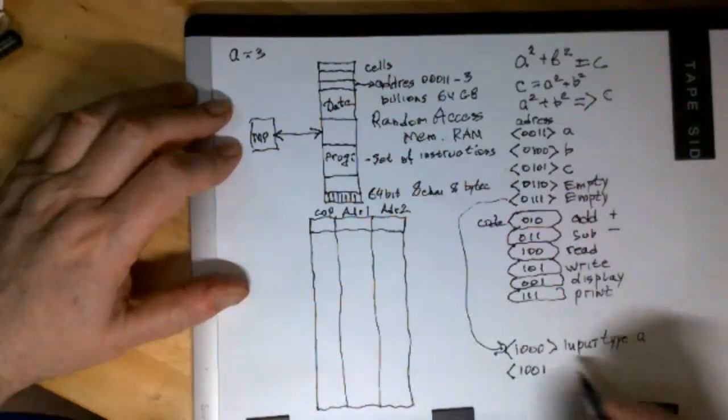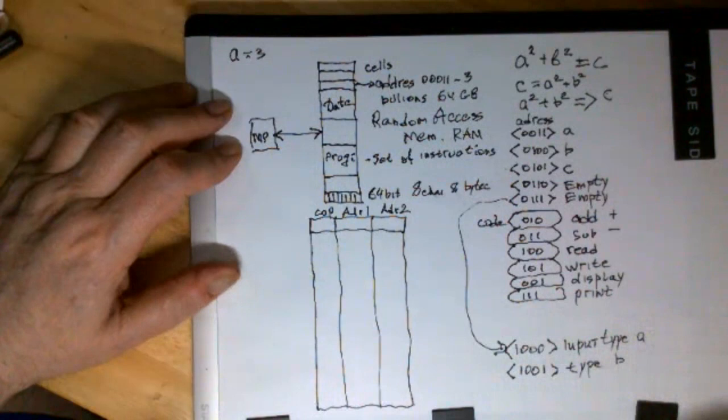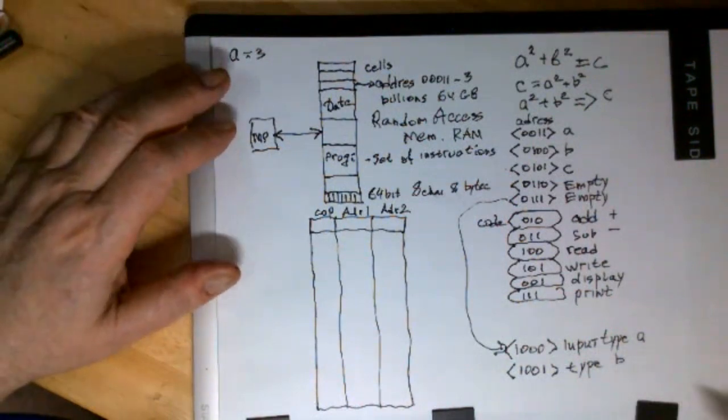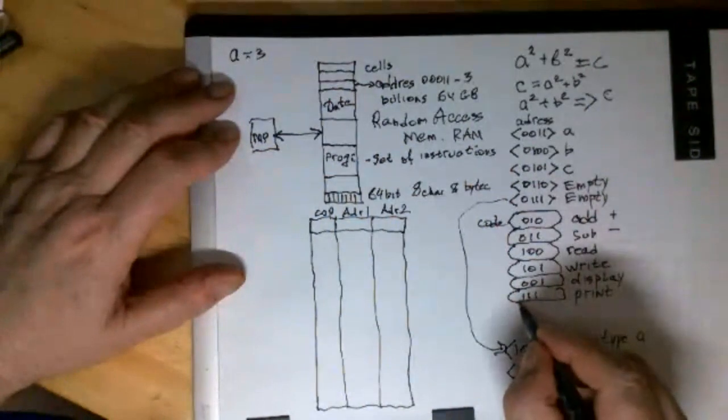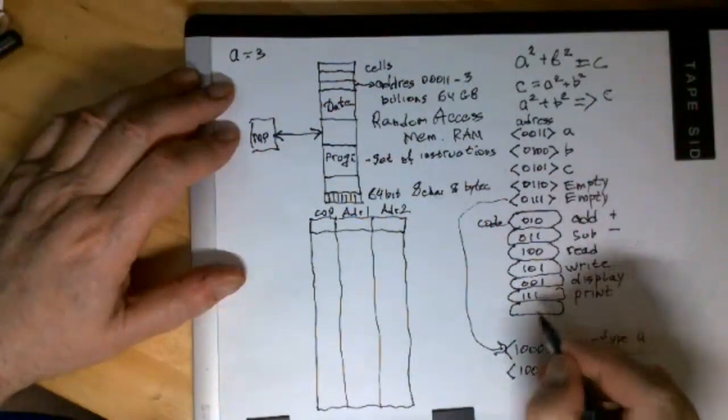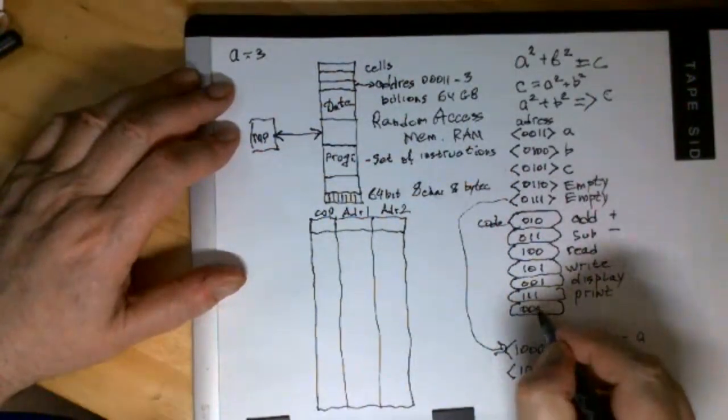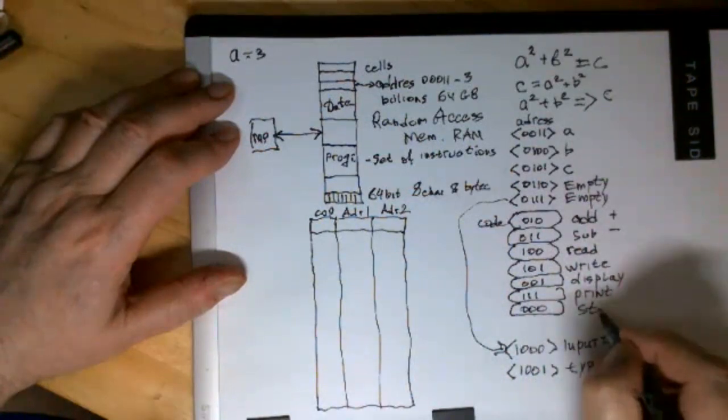1001, that will be type B, meaning the value for A and B. So the first, I forgot one operation, that will be stop. I'll put it 000, stop.